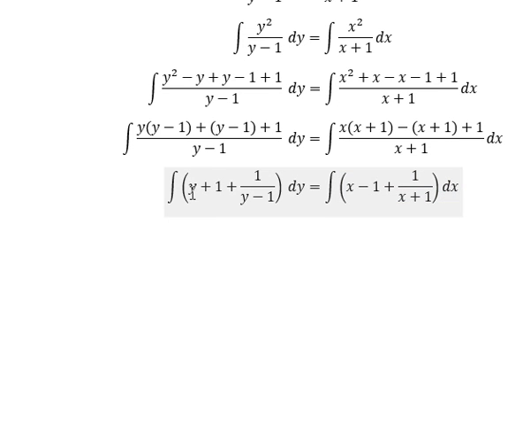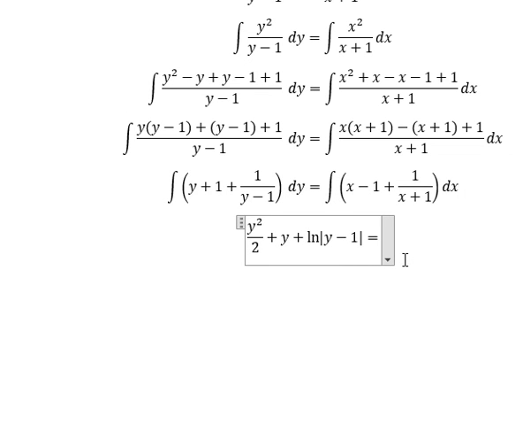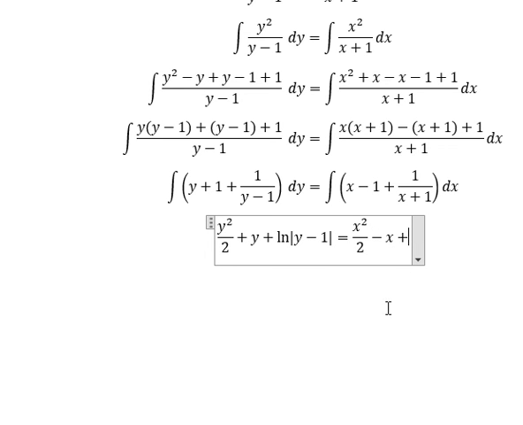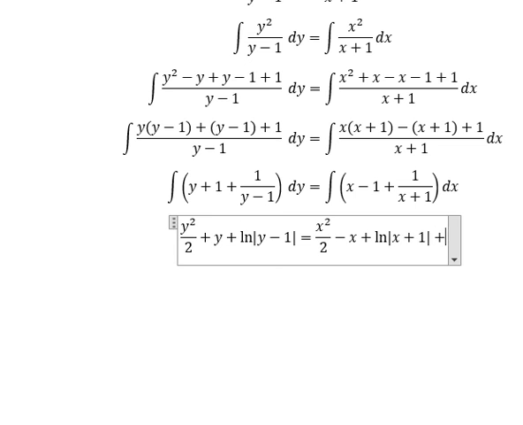The integration of y, we have y squared over 2. The integration of number 1, we have y. The integration of this one, we have ln of the absolute value of y minus 1. About s, we have s squared over 2. This one we have s. This one we have ln of the absolute value of s plus 1. And we put about c.